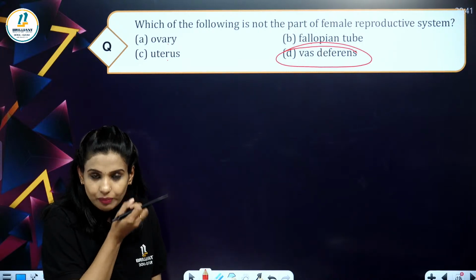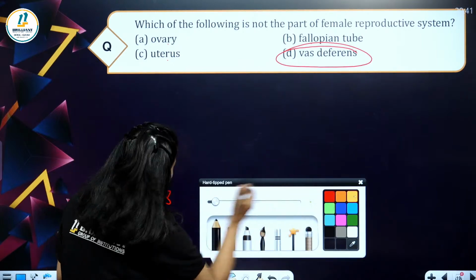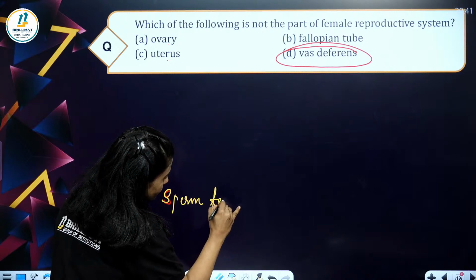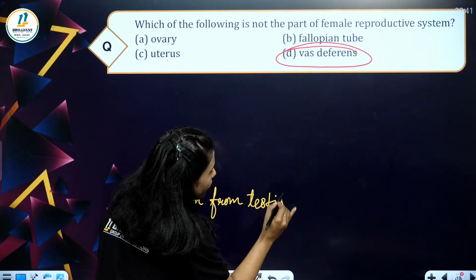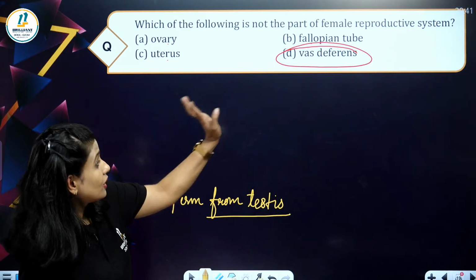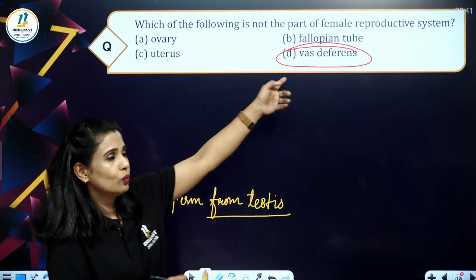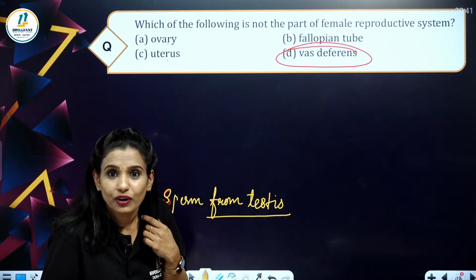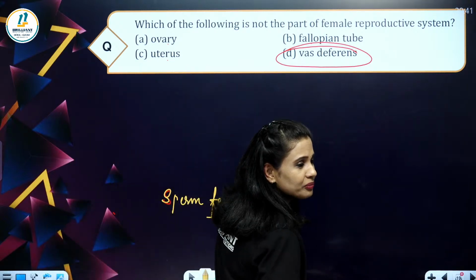Which carry sperm from testis. So the correct option here, it is not there in female reproductive system. That is vas deferens. Vas deferens is the part of male reproductive system. Okay, let's do the next one. Vidya Lakshmi, very good.